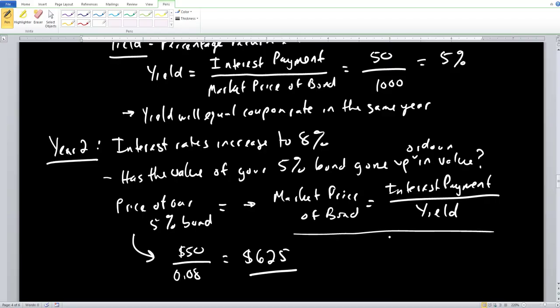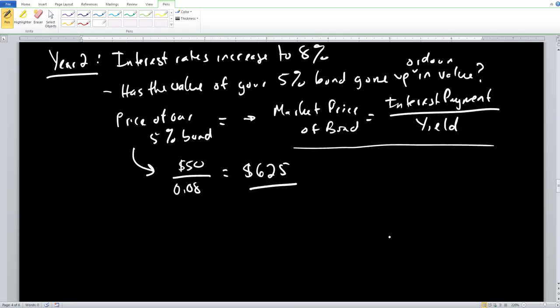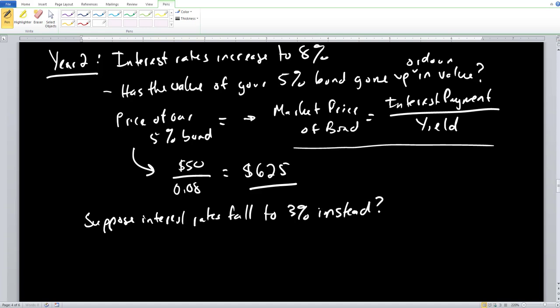What happens if interest rates actually decrease in the next year? So suppose interest rates fall to 3%. Instead of going up to 8%, suppose that interest rates actually fall to 3% instead. What do you think should happen to the price of your 5% bond?